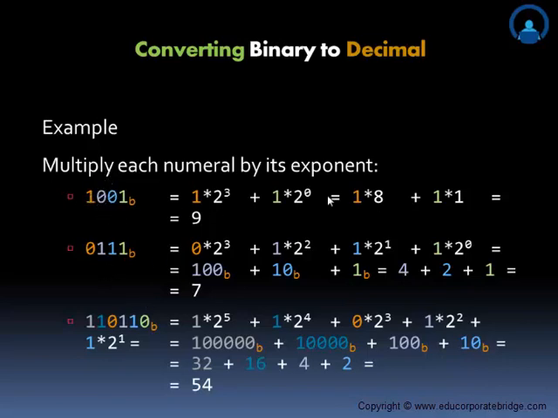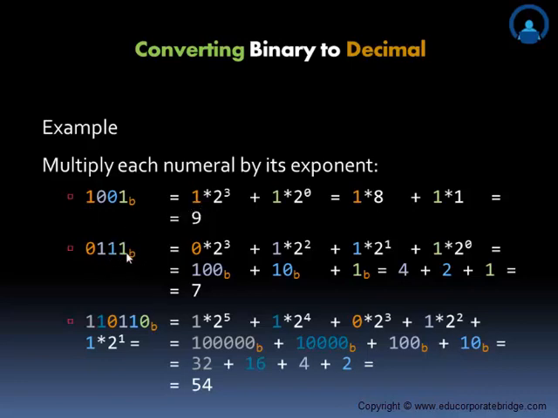So the calculation is 1 into 2 raised to 0, that is 1, plus 0 into 2 raised to 1 plus 0 into 2 raised to 2 plus 1 into 2 raised to 3. That is 1 into 8 plus 1 into 1. It gives the decimal equivalent as 9.